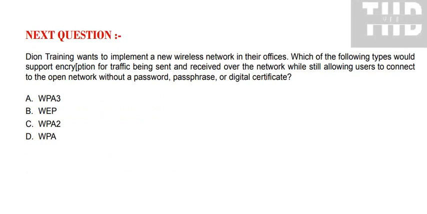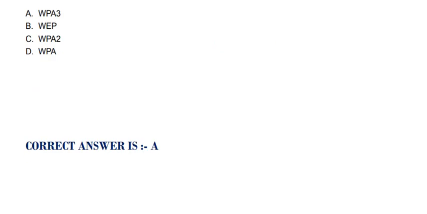Next question is, Dion Training wants to implement a new wireless network in their offices. Which of the following types would support encryption for traffic being sent and received over the network while still allowing users to connect to the open network without a password, passphrase, or digital certificate? And the options are option A WPA3, option B WEP, option C WPA2, and option D WPA. The correct option is option A.